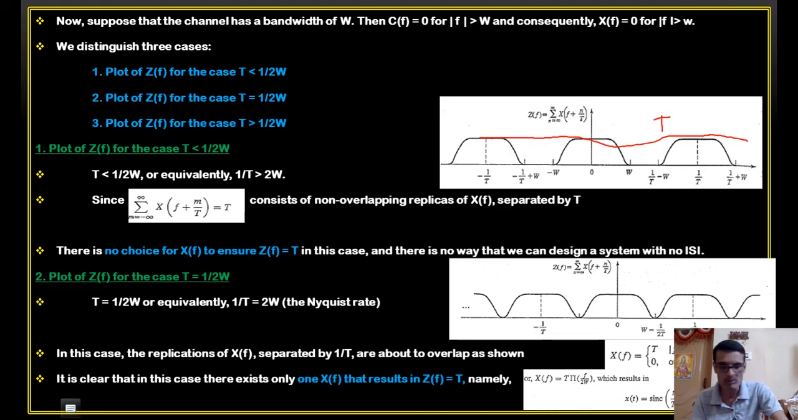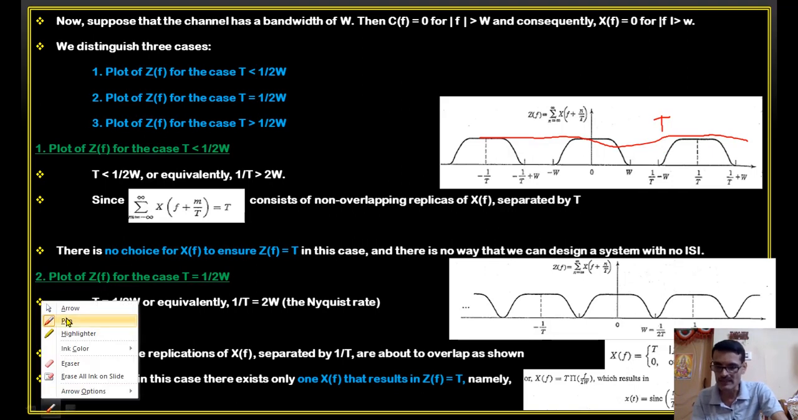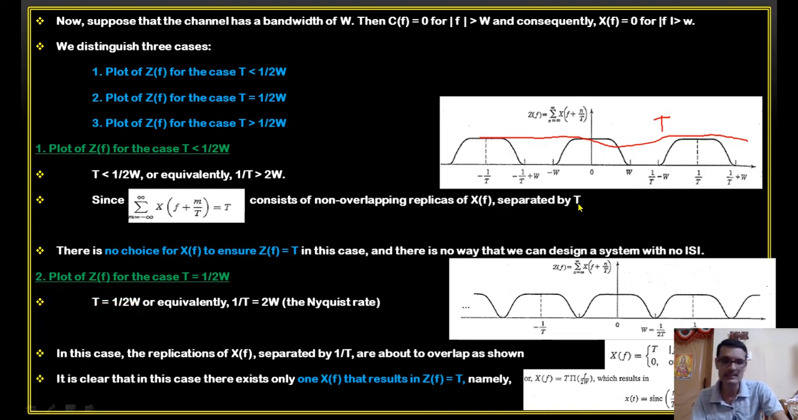See, there's a huge gap over here, right? I will never get it. So that means this condition cannot be used. There is no choice of X of f to ensure that Z of f is equal to T. So there is no way that we can avoid ISI. That means without ISI, with this relationship, it is impossible.